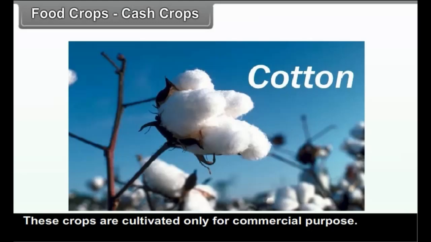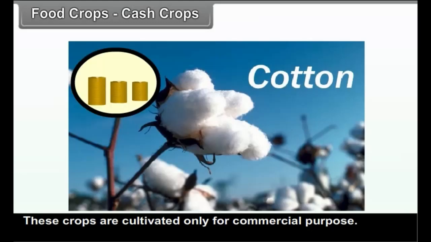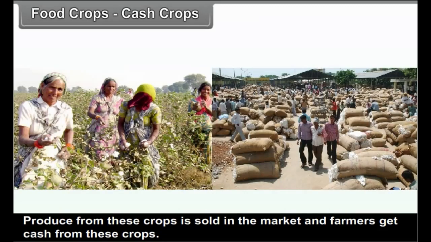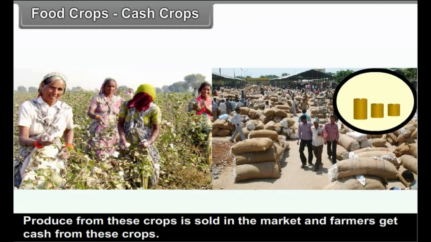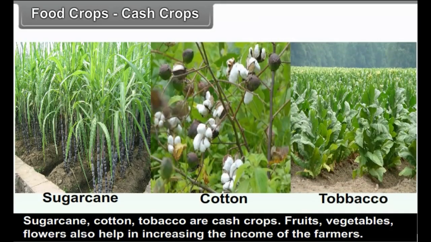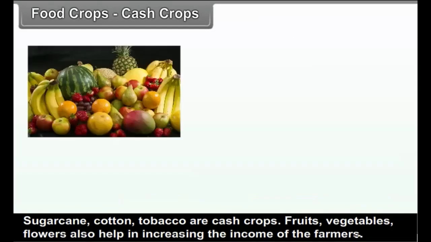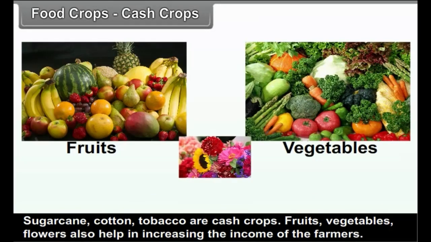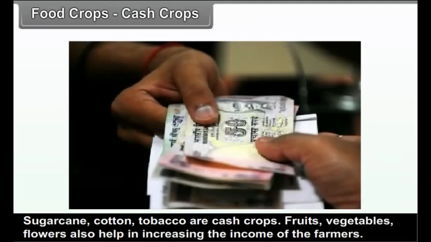Cash crops. These crops are cultivated only for commercial purposes. Produce from these crops is sold in the market and farmers get cash from these crops. Sugarcane, cotton, tobacco are cash crops. Fruits, vegetables, flowers also help in increasing the income of the farmers.